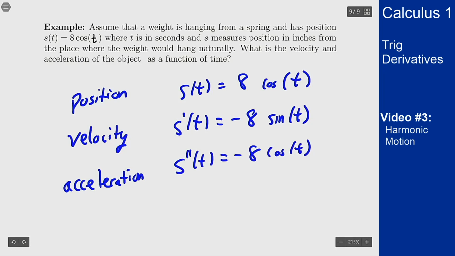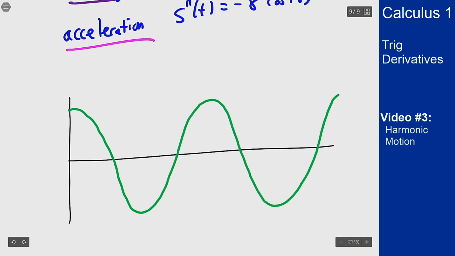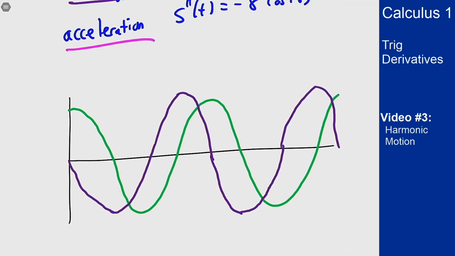Let's think about these graphs and what they might look like. We'll do position in green, velocity in purple, and acceleration here. We draw some axes here. The position is 8 cosine of t. So that's going to start up at the top, because cosine of 0 is 1, and oscillate like this. The velocity is negative 8 sine of t. So it's going to do something like this. And then the acceleration is the negative of the position graph, so it's just going to go the other way.